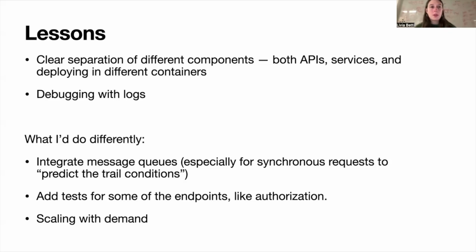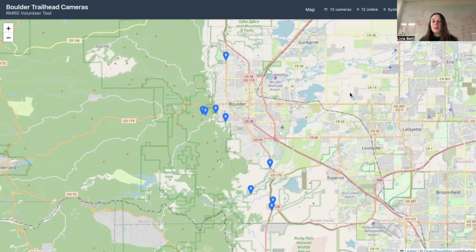And I also think I did a good job debugging with the logs. What I'd do differently, or what I'm planning on doing in the future, is I think I need to integrate message queues. I haven't tried this out yet, but I am worried about when there's synchronous requests to do something more computationally expensive, like predict the trail conditions, then these requests might be blocked. I also want to add more tests for the endpoints, like authorization, and then scaling with demand, so adding multiple workers for doing this.